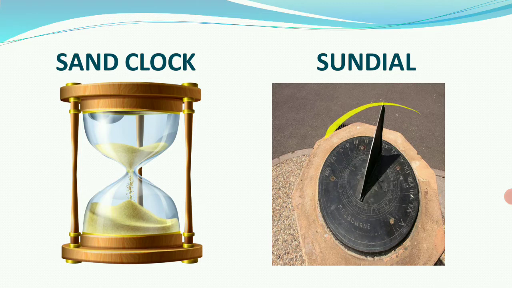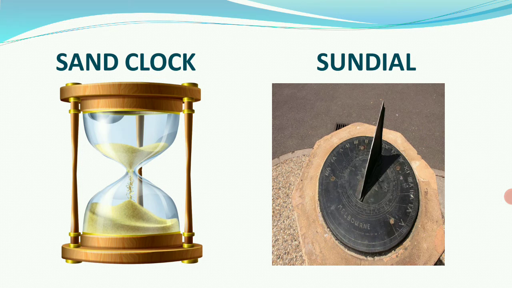So, this is sundial. It is a circular plate on which a triangular metallic plate is present at the center. This is called as gnomon. This sundial is placed in the sunlight. It is placed in such a way that this gnomon points towards the north-south direction. The major drawback of this sundial is this sundial does not work in the cloudy days or in the night time. So in the absence of the sun, this sundial will not work.